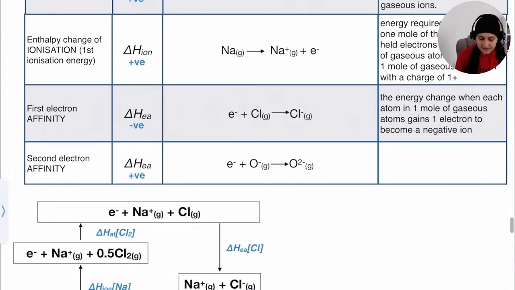And electron affinity, it's kind of opposite to ionization. So it's when you're adding an electron to a gaseous atom. For example, for chlorine, it would be electron plus Cl gas goes into Cl minus gas. And this is always exothermic. So you see most of the enthalpy changes in the Born-Haber cycle are endothermic. Well, first electron affinity is exothermic.